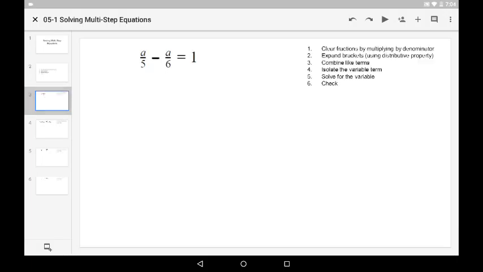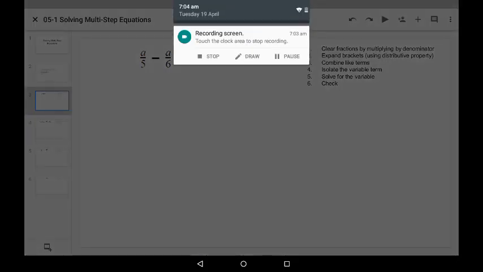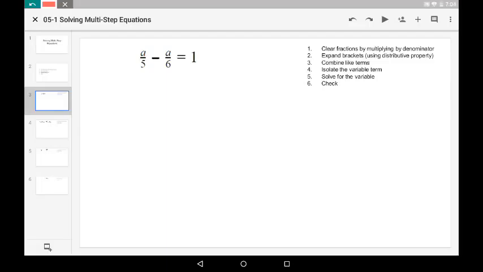So our first example, a over 5 minus a over 6 equals 1. Okay, so there's 2 fractions here. They both have different denominators. The lowest common denominator is actually 30. 5 times 6 is 30, and there's nothing else lower that they both go into.